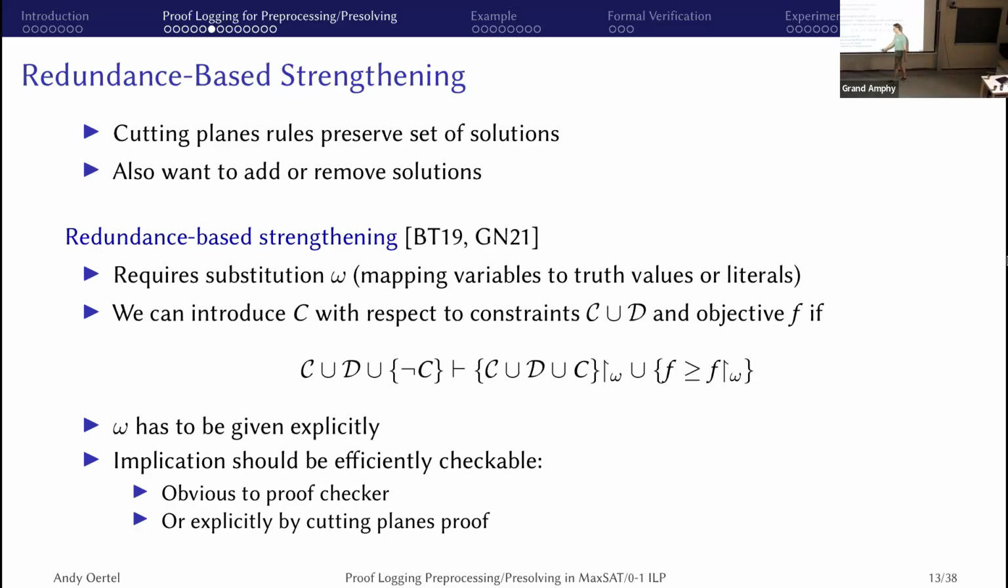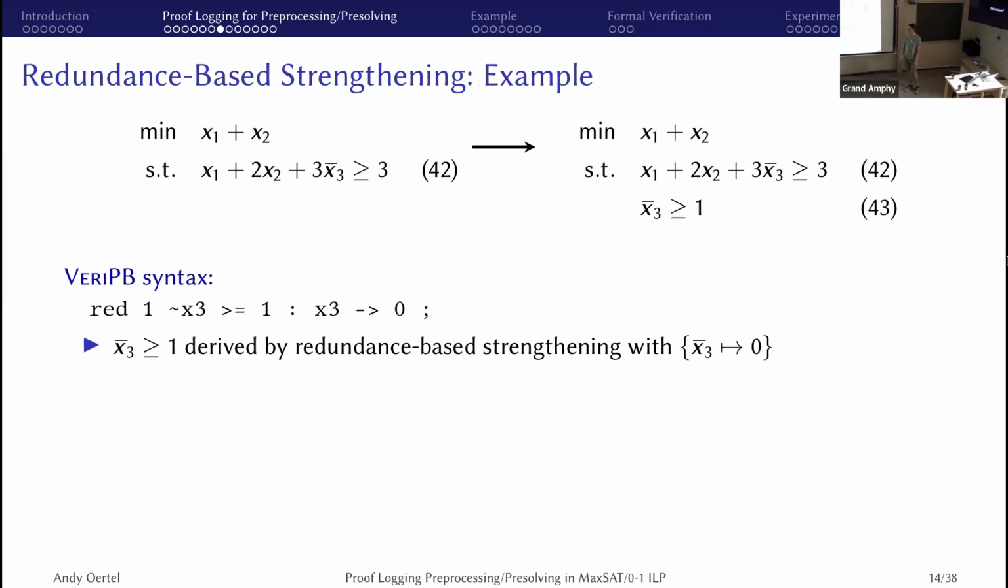This can either be done because it's obvious to the proof checker, or we have to give an explicit cutting planes proof that shows this implication. So how do we apply this? For example, we have this redundance-based strengthening application here, where we want to derive that not x3 is greater than or equal to 1. And the witness that we use is x3 maps to 0.